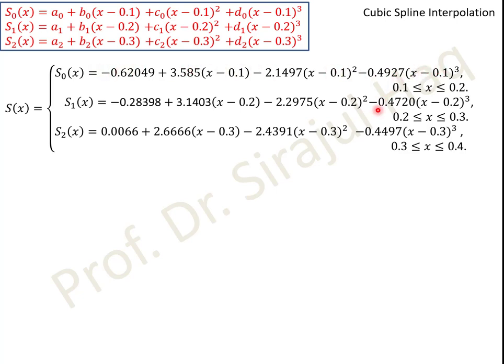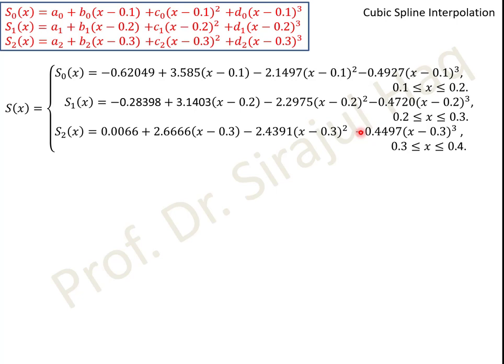If your interest lies in the value of the function at a point which lies between 0.2 and 0.3, then you have to replace x by that quantity in S1 and you will get the approximated value of the function. Similarly, if the value of x lies between 0.3 and 0.4, replace x by that value and you will get the approximated value of the function using the clamped boundary conditions.